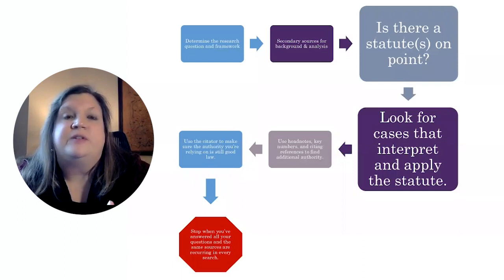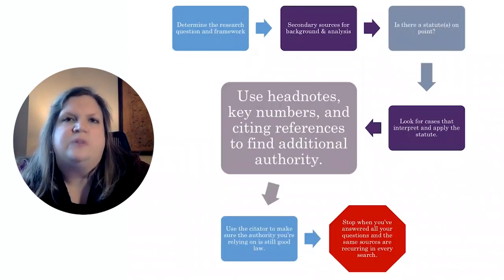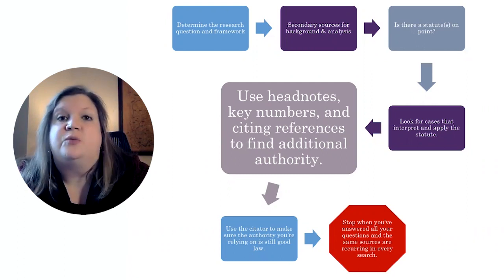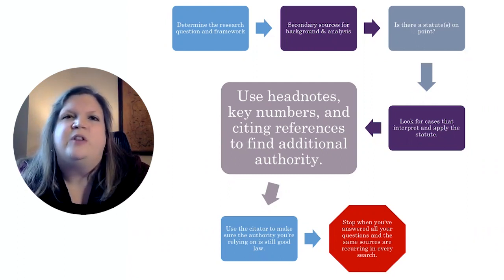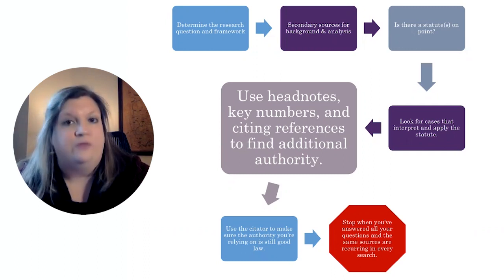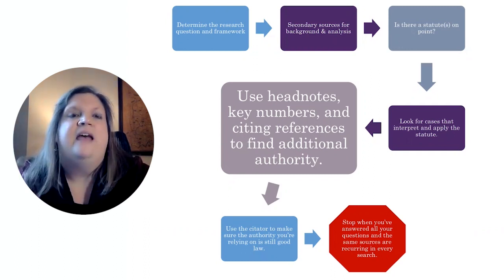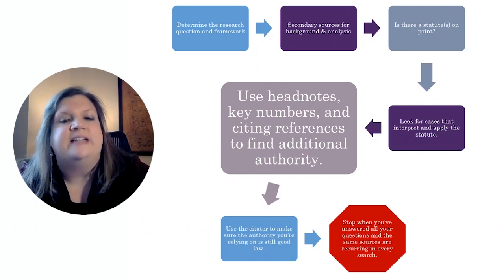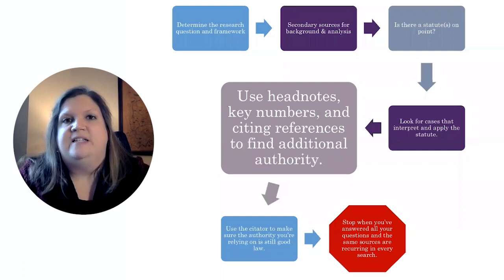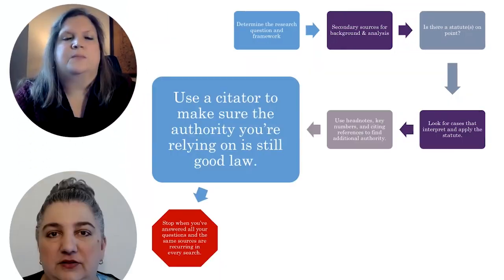As your case law research progresses, you can use tools built into subscription databases like Lexis and Westlaw to find additional relevant authority. So remember to look at tools like the Headnotes to a case or the key numbers that you'll find right next to those headnotes, as well as the citing references that a citator provides. All of these are different approaches that you can take to find additional relevant case law.